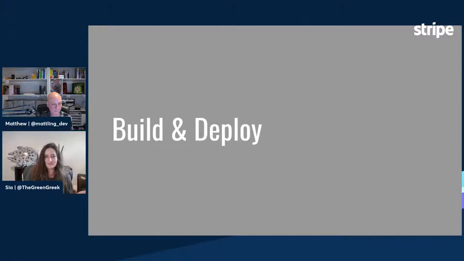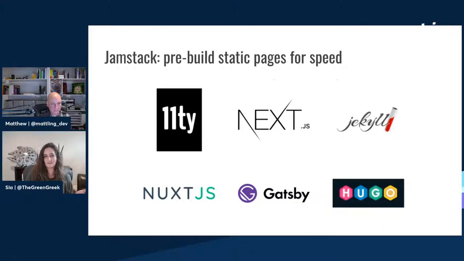So this first episode is all about building and deploying, listing those products, getting the products out of Stripe and rendering them. So what does that look like if I were to draw it out?